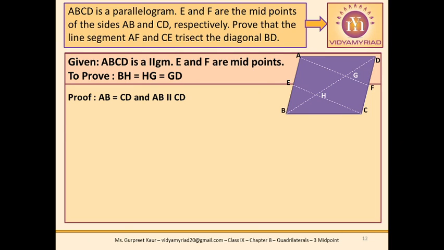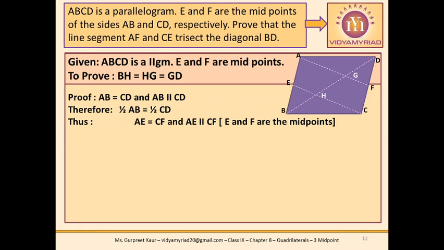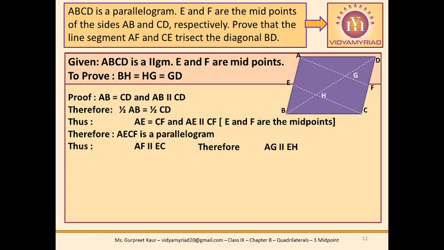Now AB is equal to CD and AB is also parallel to CD, and so we can say that half of AB will be equal to half of CD. Why? Because E and F are the midpoints. So I can say that AE is equal to CF and AE is also parallel to CF. Therefore AECF is a parallelogram. If AECF is a parallelogram, I can also say that AF is parallel to EC. Therefore, AG is also parallel to EH.